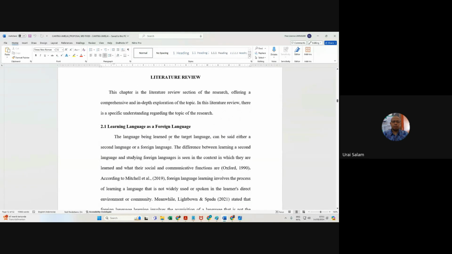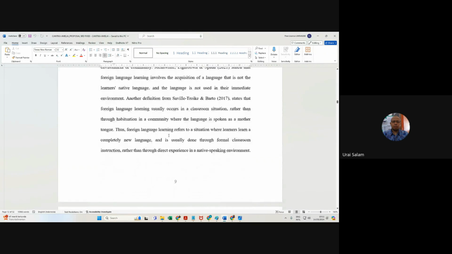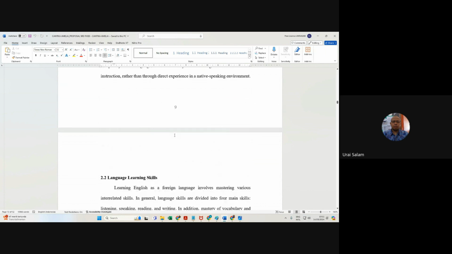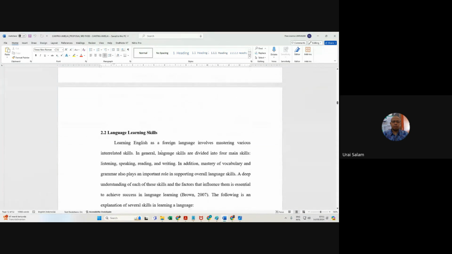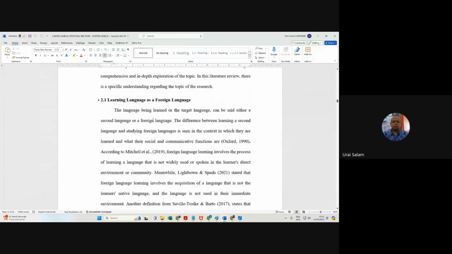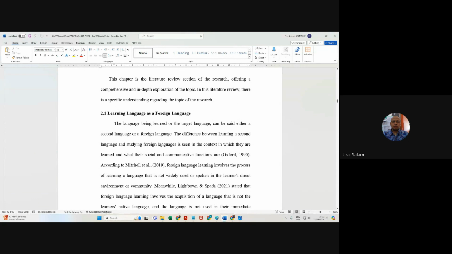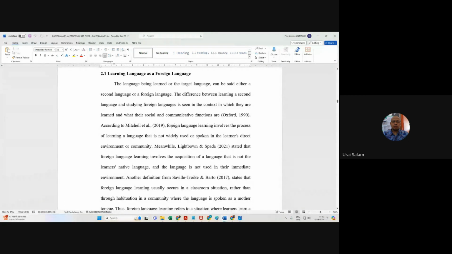Okay, literature review, learning language as a foreign language. I think you can start from that one because your topic is about language learning, and then it should go not to language skills, but to language learning strategies, because self-directed learning belongs to language learning strategies.